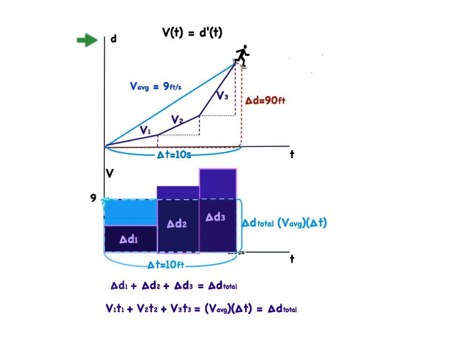So look at the math on the bottom and we find that nothing's really changed, right? Since the area of these rectangles represent velocity times time for the subintervals, we find that velocity 1 times time 1 plus velocity 2 times time 2 plus velocity 3 times time 3 has to equal the average velocity times the total time, thus has to equal the total distance traveled.